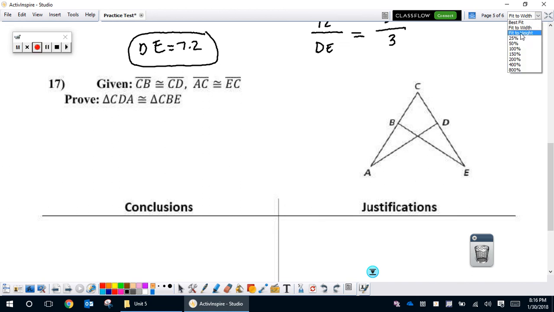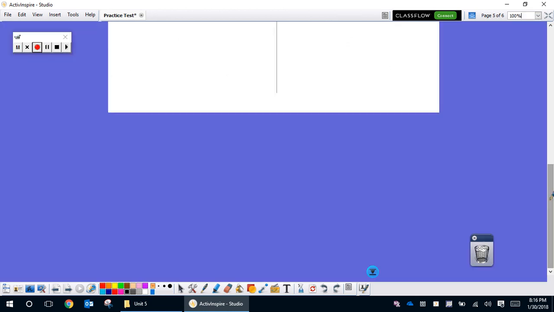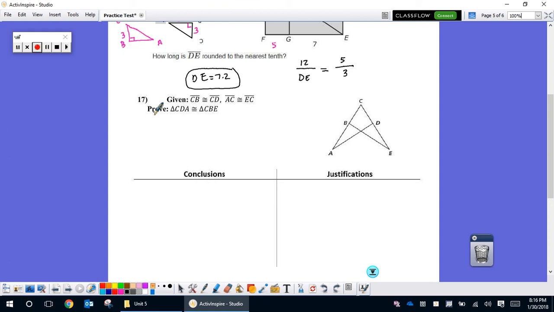Alright, 17, they want us to prove this right here. So remember, we do not mark what we're trying to prove, but we have overlapping triangles. So we are dealing with triangle CDA, because that's one we're trying to prove. CDA. And then we have triangle CBE.